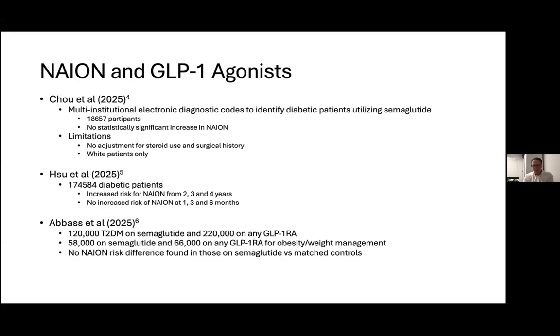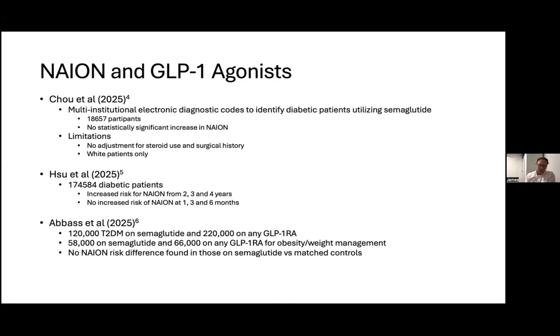Regardless, this study was followed up by a number of others more recently that have similar methodology. So Chu et al. in 2025 used a multi-institute approach and accessed electronic medical records and diagnostic codes to identify quite a number of participants. However, they found no statistically significant increase in the rate of NAION in patients on these GLP-1 receptor agonists. Similarly, they had issues with their confounder management, as did the initial study, and it also looked at Caucasian patients.